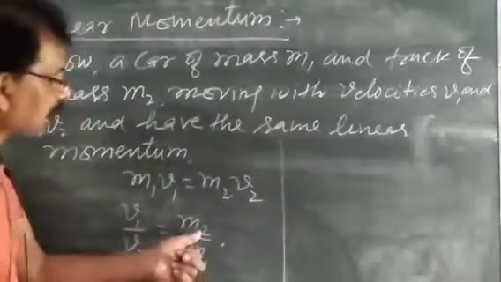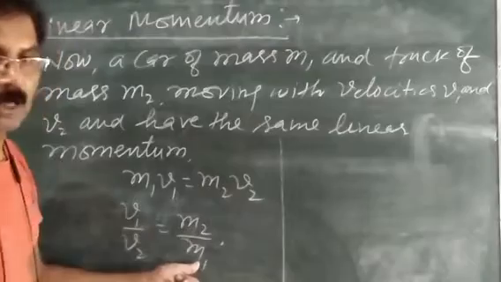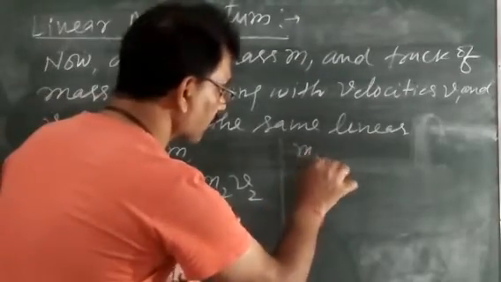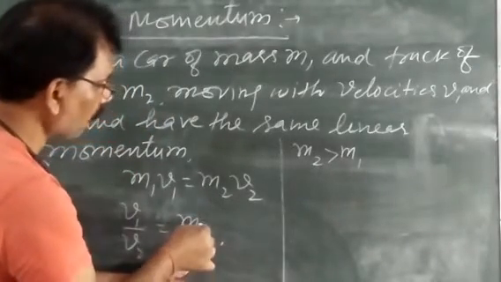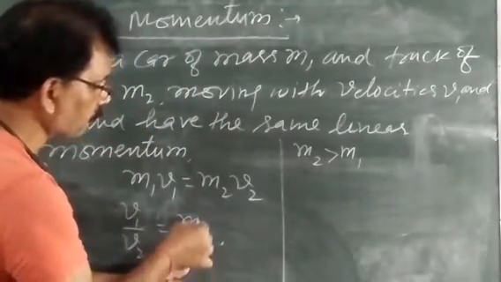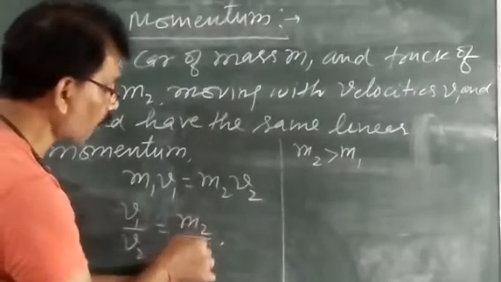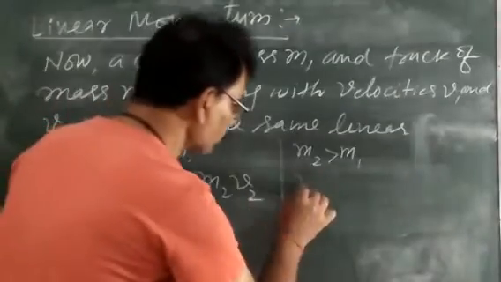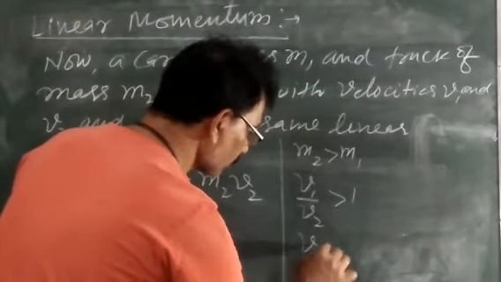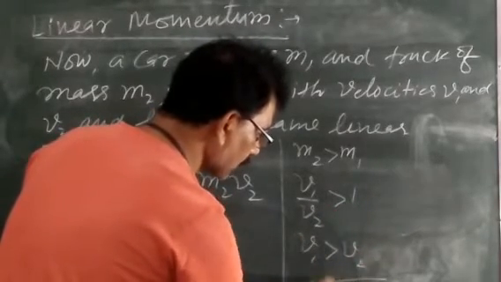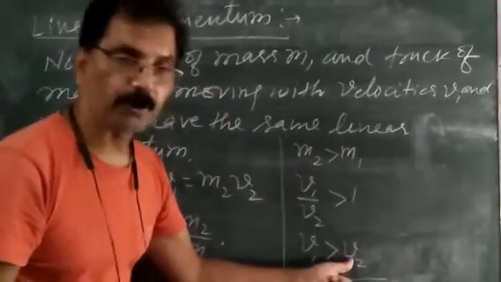Now see, since m2 is the mass of the truck and m1 is the mass of the car, if the mass of the truck is greater than the mass of the car, m2 is greater than m1, it means the numerator is greater than the denominator, so this ratio is always greater than 1. So you can say v1 upon v2 is greater than 1, or v1 is greater than v2. It means v1 is the velocity of the car and v2 is the velocity of the truck.